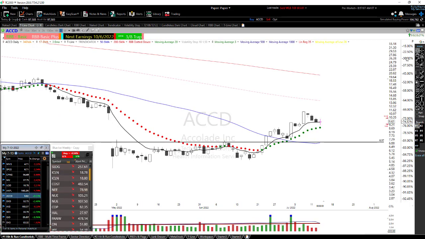ACDC is another one. Now I want to go listen to some music. So we've got a nice trend to the upside. This chart is rolling up with a classic, just beautiful low to a high to a higher low to a higher high to a higher low to a higher high to a higher low.